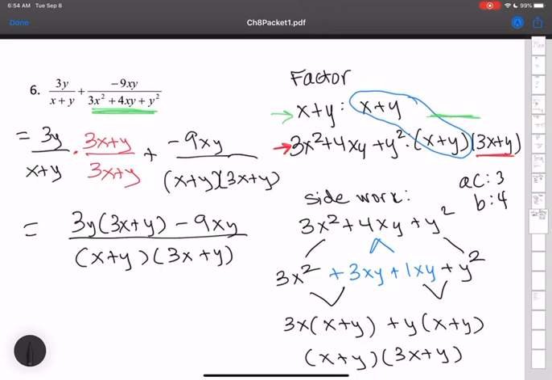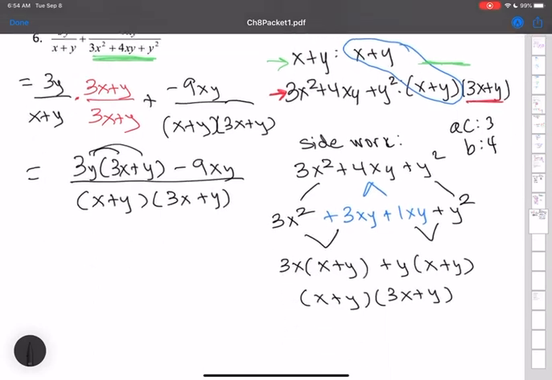Okay, so if you didn't get this far already, go ahead and hit pause and try to finish it off. So remember, you're going to distribute this 3y. You're going to combine like terms and see if you can factor. Okay, go ahead and hit play when you're ready.